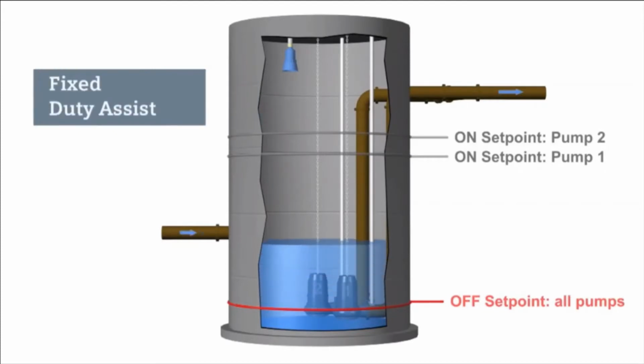The fixed duty assist routine mainly uses one pump to control the liquid level. In this example, pump 1 will always start before pump 2. When the liquid level reaches the pump 1 on set point, pump 1 will turn on. If the liquid level continues to rise while pump 1 is running, pump 2 will start. Pump 2 will assist pump 1 to lower the liquid level. Both pumps will turn off when the liquid level reaches the off set point.